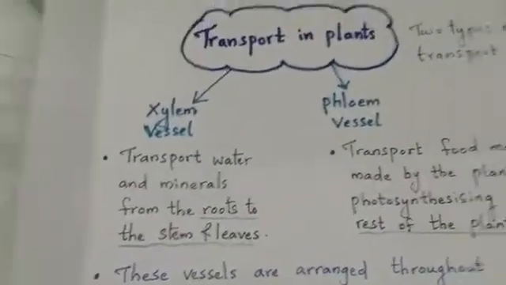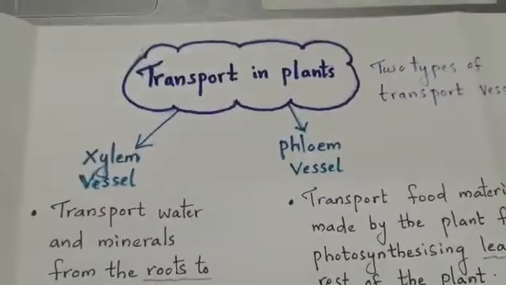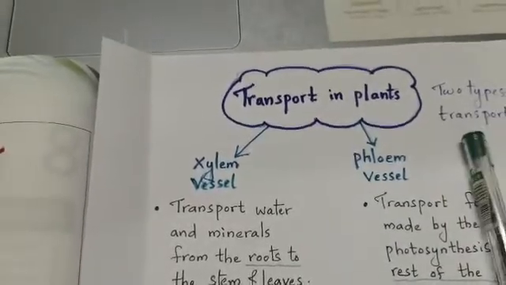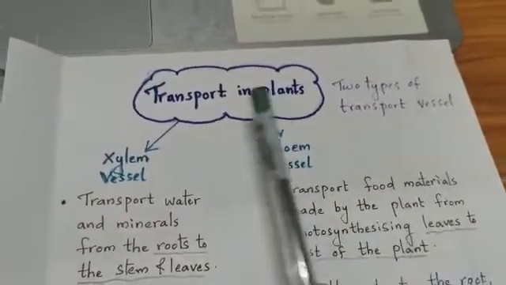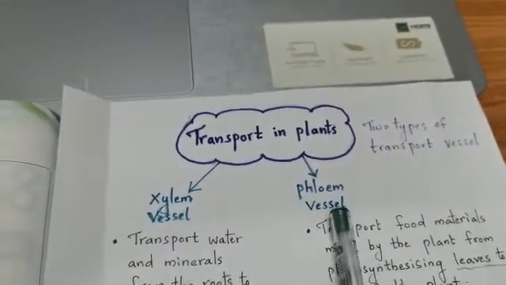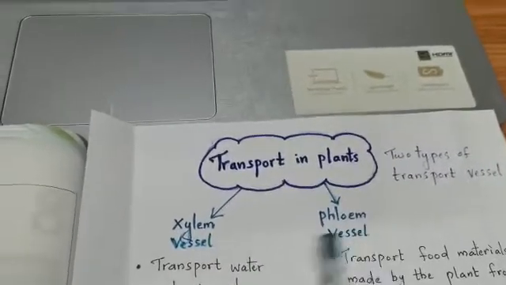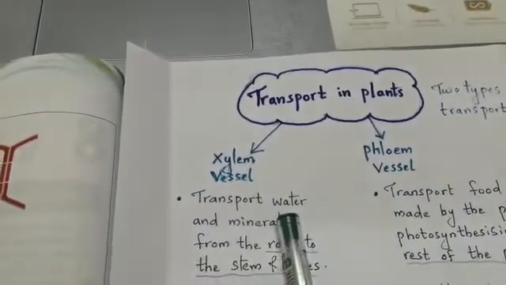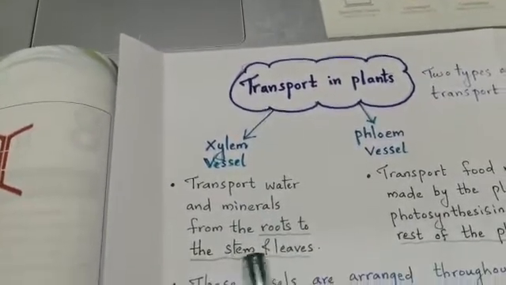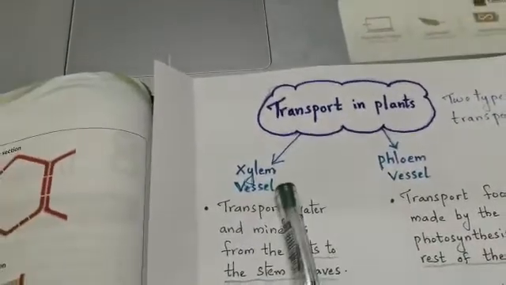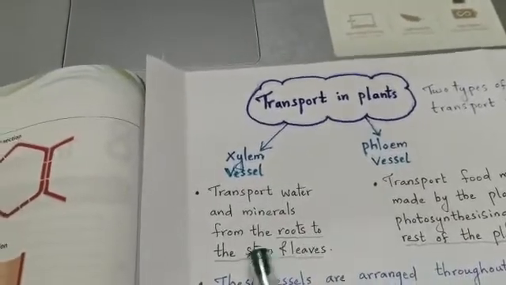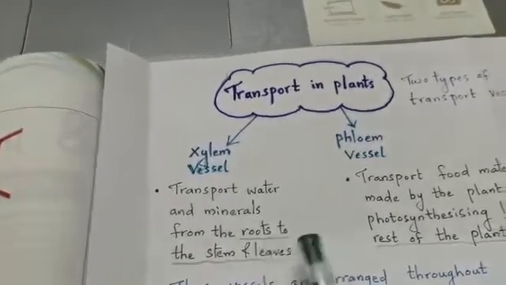If you look at these notes, you can see some more points. Transport in plants: there are two types of transport vessels that help in transport in plants. They are the xylem vessel and the phloem vessel. Xylem vessels transport water and minerals from the roots to the stem and leaves.